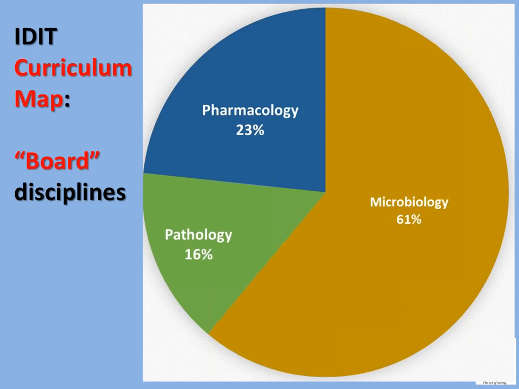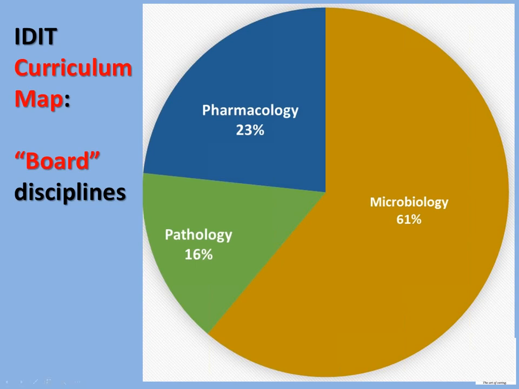So what does it look like? After we've tagged all of our curriculum with the learning outcomes, with the board topics, the licensing board exams, and we've also tagged our assessments, what does the data look like? So in this particular course here, IDIT is this infectious disease course that I referred to from the curriculum map. So looking at the actual content delivered to the students, what are the major topics or disciplines taught in this particular course? So here I've written down board disciplines.